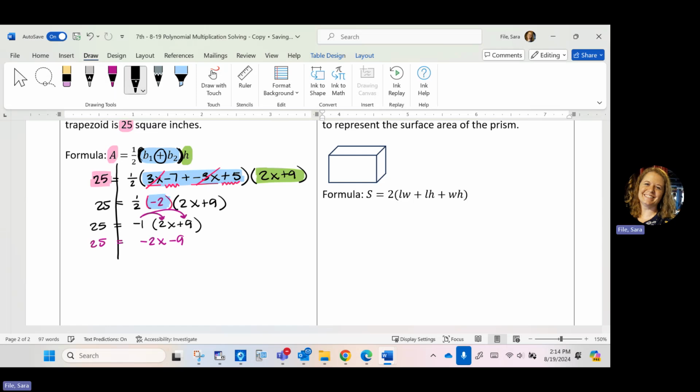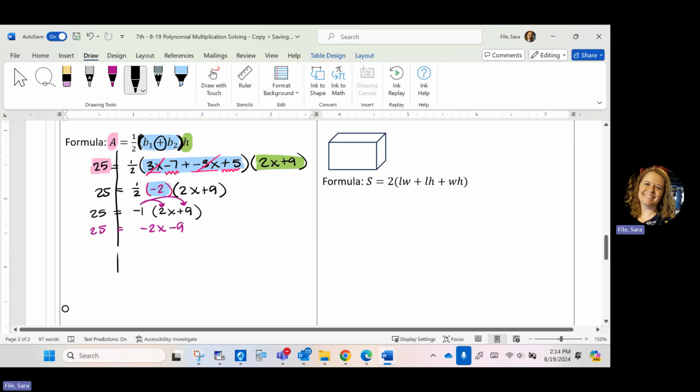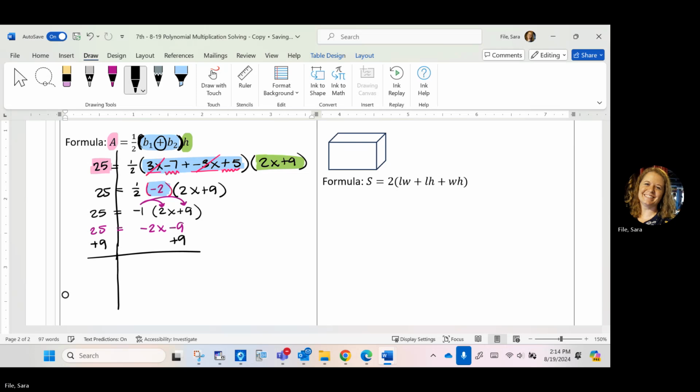Now we're going to solve for x. There's only one x term, so I'm going to leave it on the right, and I'm going to move the constant by addition. And then I'm going to get rid of the coefficient by division. The opposite of times -2 is to divide by -2.